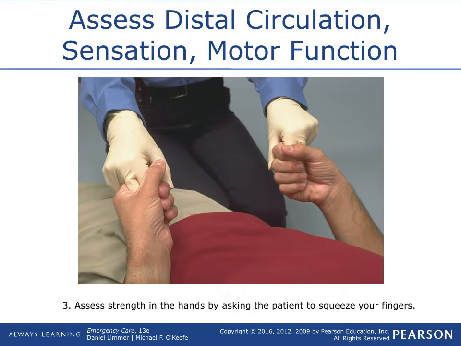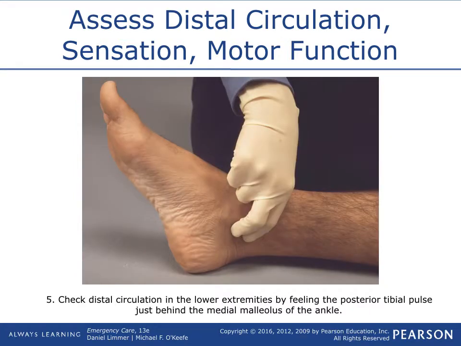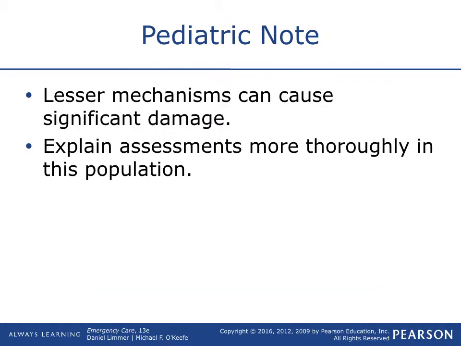These are just good motor function things to check, make sure everything's working. Pulse points. Pediatric note: lesser mechanisms can cause significant damage. Obviously, that's common in a pediatric. You know, it takes less effort to hurt a kid, so we have to keep that in mind for our assessment. Explain assessments more thoroughly in this population.